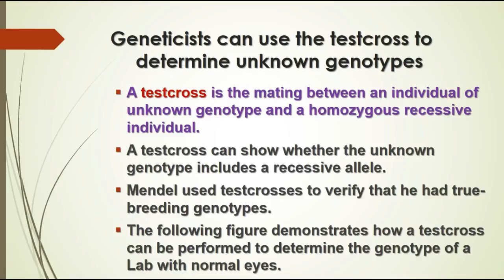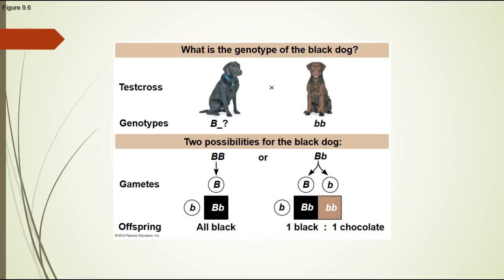So let's look at how we would use that to determine the genotype of a lab with normal eyes. Okay, so we have a black dog here with normal eyes. We're not going to worry about the eye condition here. So we have a black dog, and we're going to mate that with a brown dog or a chocolate dog. There are 2 possibilities for the dogs. We can produce puppies that are all black, which would indicate that the black dog was homozygous for the black coat color, or if we produce some puppies that have chocolate coat, then we would know that the black dog was heterozygous for that characteristic.